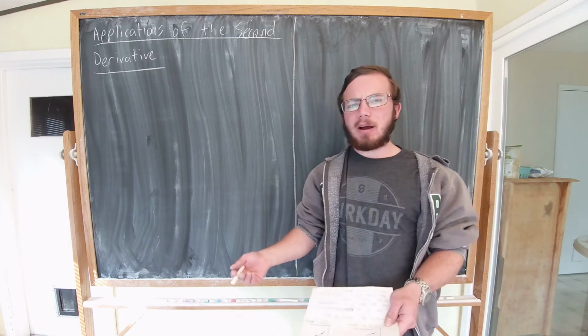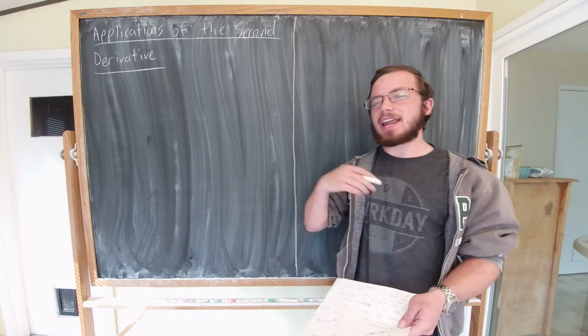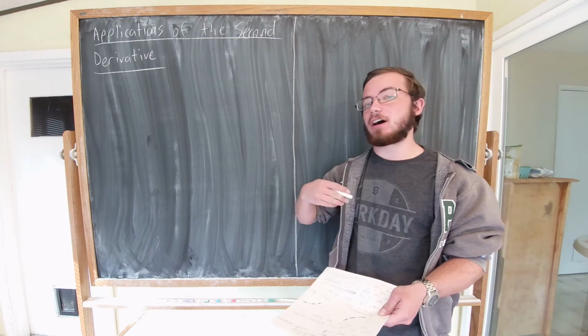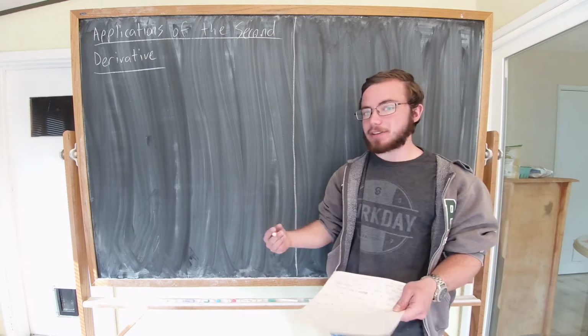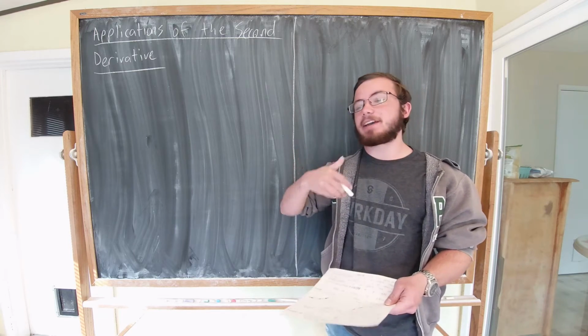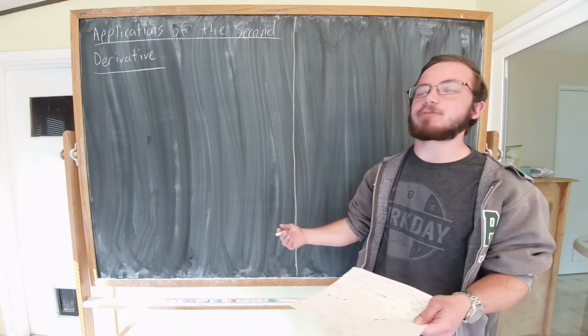So, we've talked about what happens to a function when it's increasing and decreasing and how that's connected to the sign of the first derivative, right? If a function's first derivative is positive, then the function's increasing. If a function's first derivative is negative, then the function is decreasing.